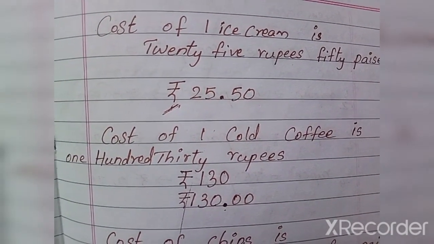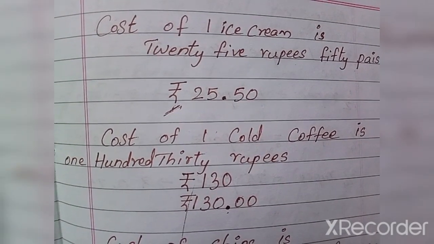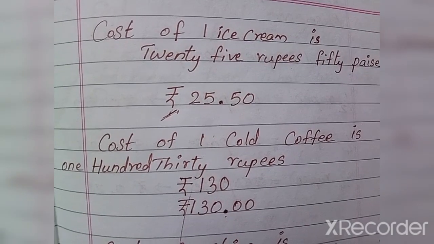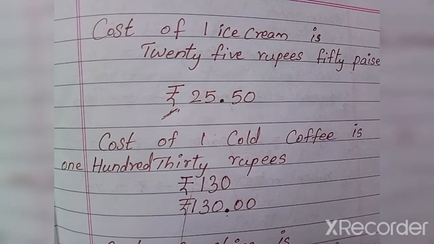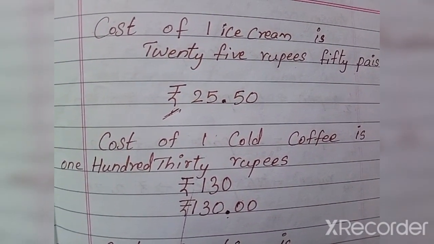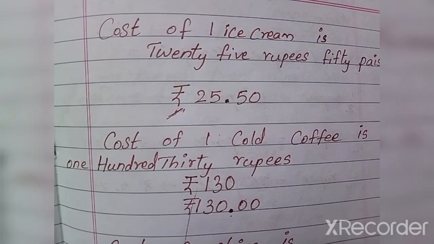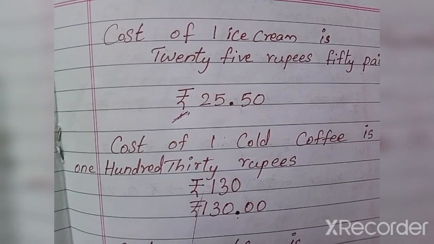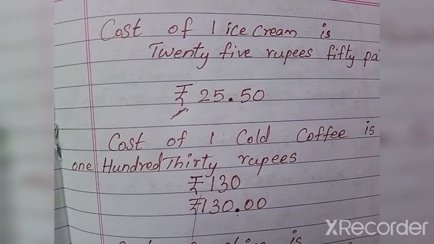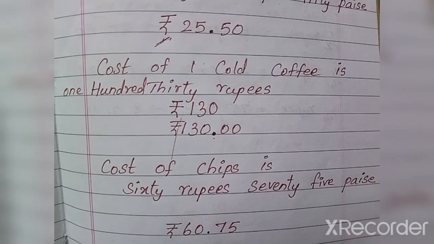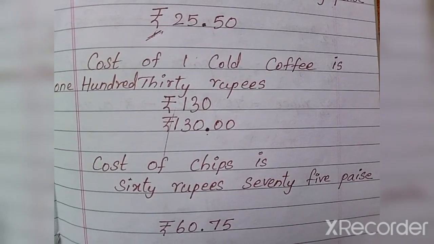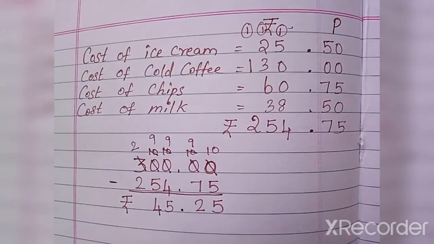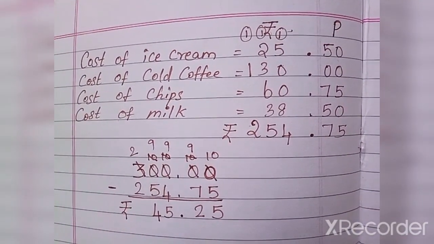Next, the cost of one cold coffee is 130 rupees. So that we can write as rupees 130. So we know that if we don't have a point in the number we have to include it at the end, and also we have to include 0 if we don't have any number in any place. So we can write it as rupees 130.00. The cost of chips is 60 rupees 75 paise, that we can write as rupees 60.75. Now let us see the total amount Tom has to pay to the shopkeeper.